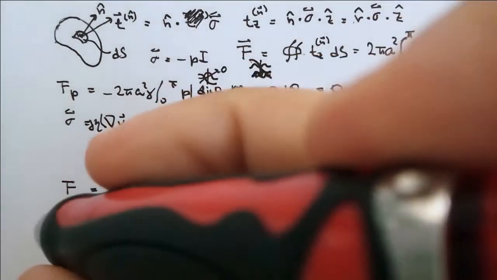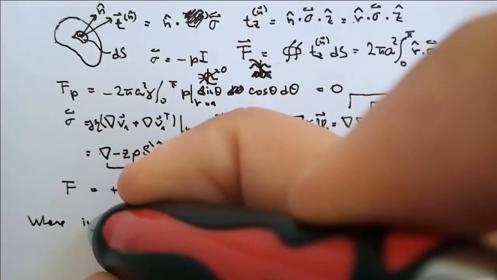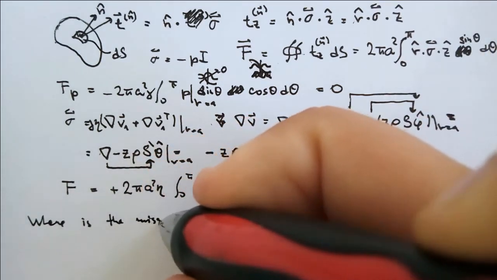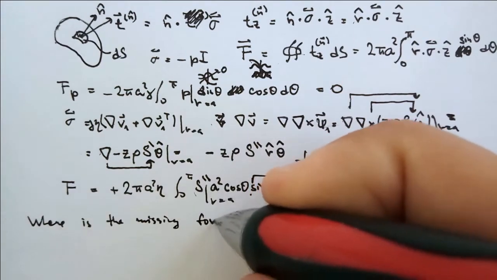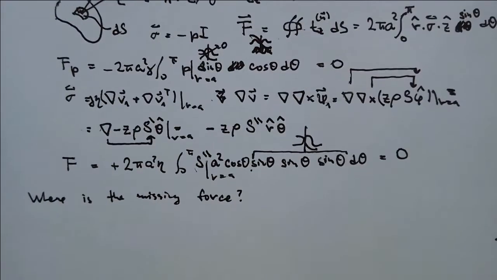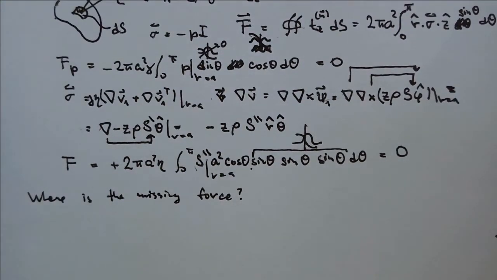Where is the missing force? That's the question. Where is the missing force? Because there should be an additional drag force term. But where is it?